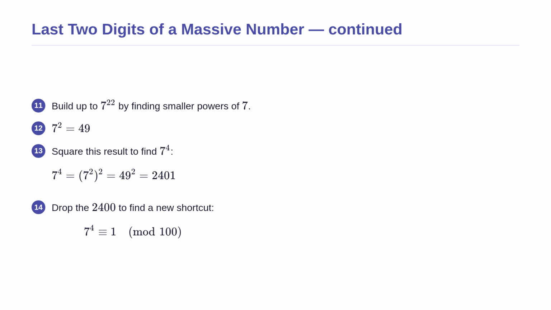While this is still large, we can break it down further using squares. We know 7 squared is 49. Next, we square this result to find 7 to the 4th power, which is 2401.